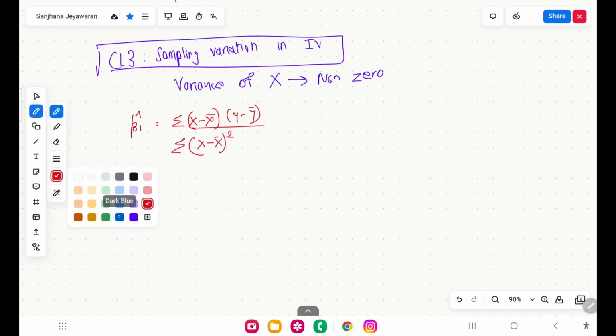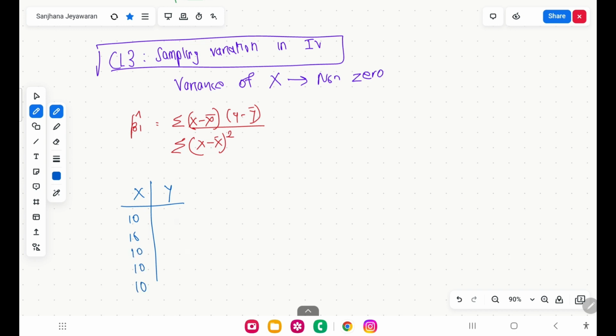Now, what would happen if all the values of x are the same? If all the x's take the value of 10, let's say, now these are x values and the y values. Y we don't have to care about now. Let's say all our x values are the same, 10. Then what is the mean of this? X bar is also equal to 10. So x minus x bar, 10 minus 10 is 0. If we take the square of that, it's still 0. So here our denominator will become 0 if all the values of x are the same. If the denominator is 0, that means beta 1 is undefined.